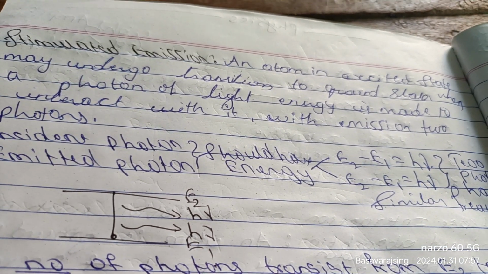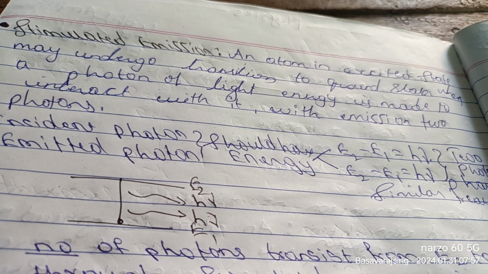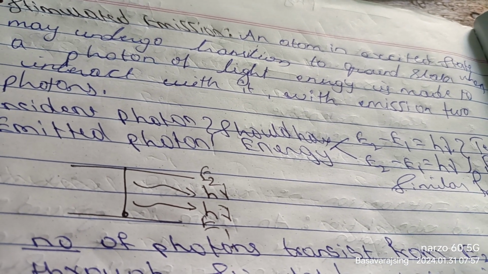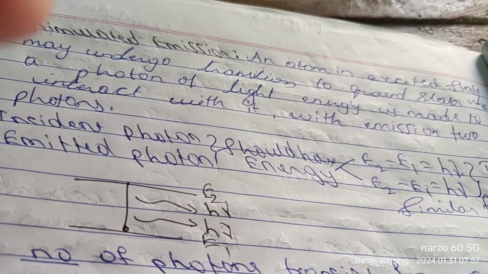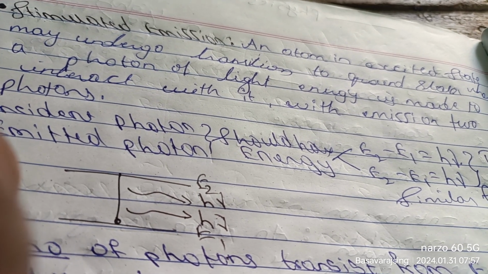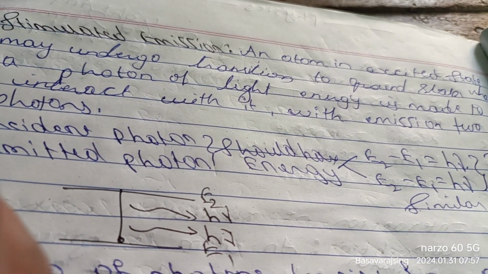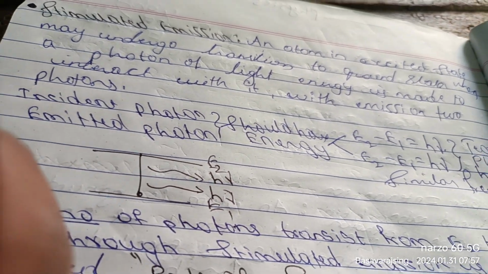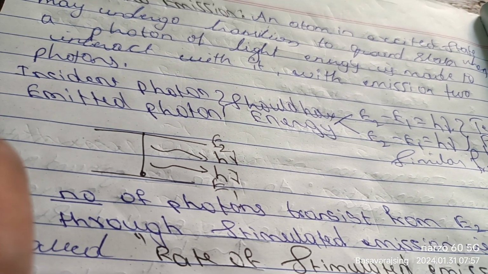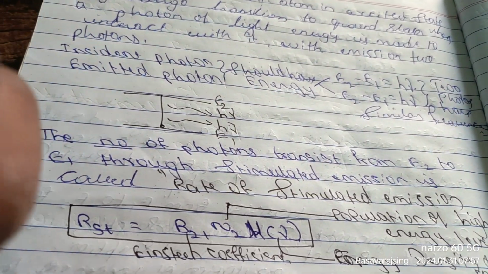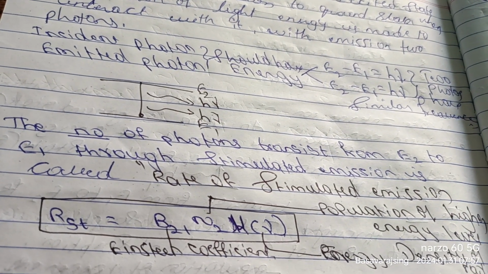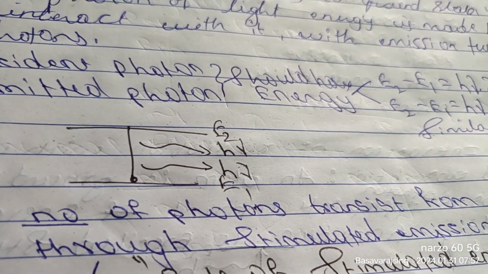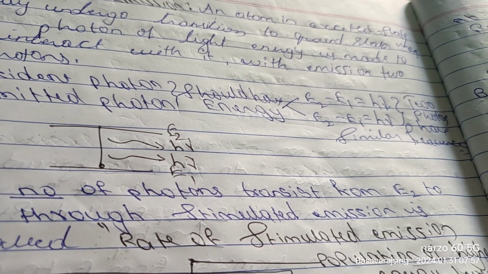Stimulated emission: an atom in an excited state may undergo transition to the ground state when a photon of light energy is made to interact with it. With emission of two photons, an atom in the excited state, it is exactly reverse to the induced absorption, but a photon induces the atom for transition. Next we come to know what is rate of stimulated emission. The number of atoms that transit from E2 to E1 through stimulated emission is called the rate of stimulated emission. Here the energy diagram is like this. Here two photons will be emitted. Both photons are coherent.